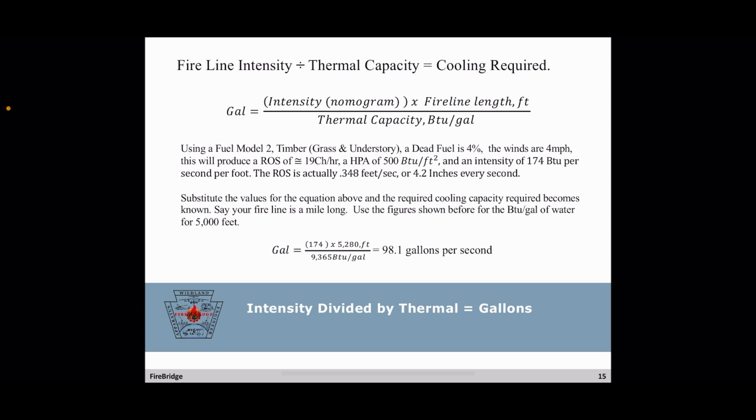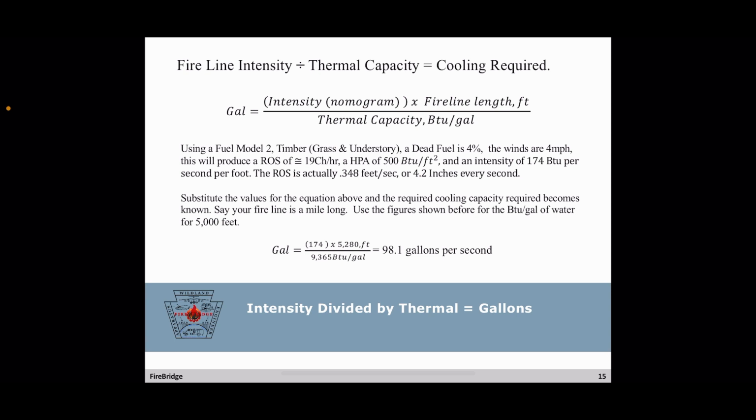And you can see down here that this is how I've worked it out for a fuel model 2 timber with grass and understory. Dead fuel moisture is 4%. The winds are at 4 miles an hour. And this, according to the nomogram, produces a rate of spread of approximately 19 chains per hour.